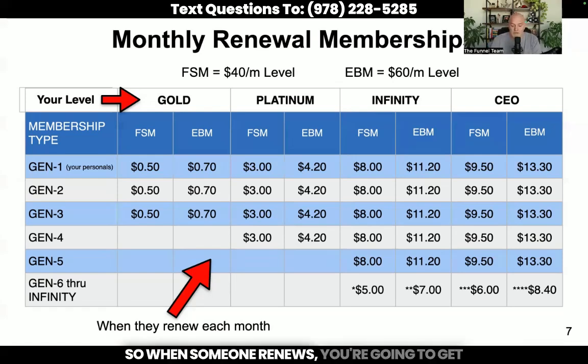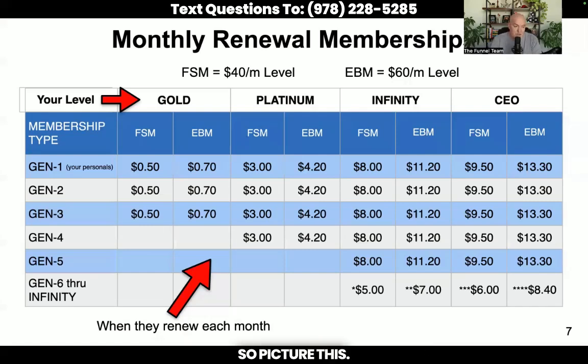So when someone renews, you're going to get what you see right there on your screen. If you're a gold, okay, when they renew, you can see what you can get, either the FSM level or the EBM level. If you're a platinum, you can see what you get when they renew. And again, platinum would be your first level down through your 4th level. Infinity, now you unlock the entire compensation plan. And you can see as you rank up from Infinity to CEO, where the compensation plan really starts to open up. And I'm going to explain here on the next slide how you rank up and what that looks like for you. It's actually very, very attainable for the average person to get to infinity and higher, okay?